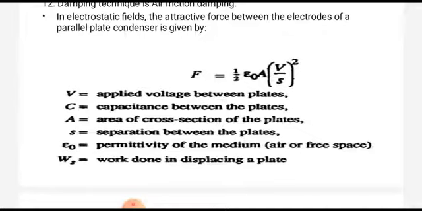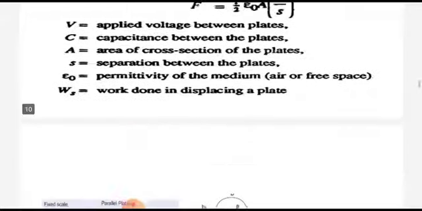Here V means applied voltage between plates. C means capacitance between the plates. A is area of cross section. S is separation between the plates. Epsilon naught is permittivity of the medium, either air or free space, and Ws is work done in displacing a plate.